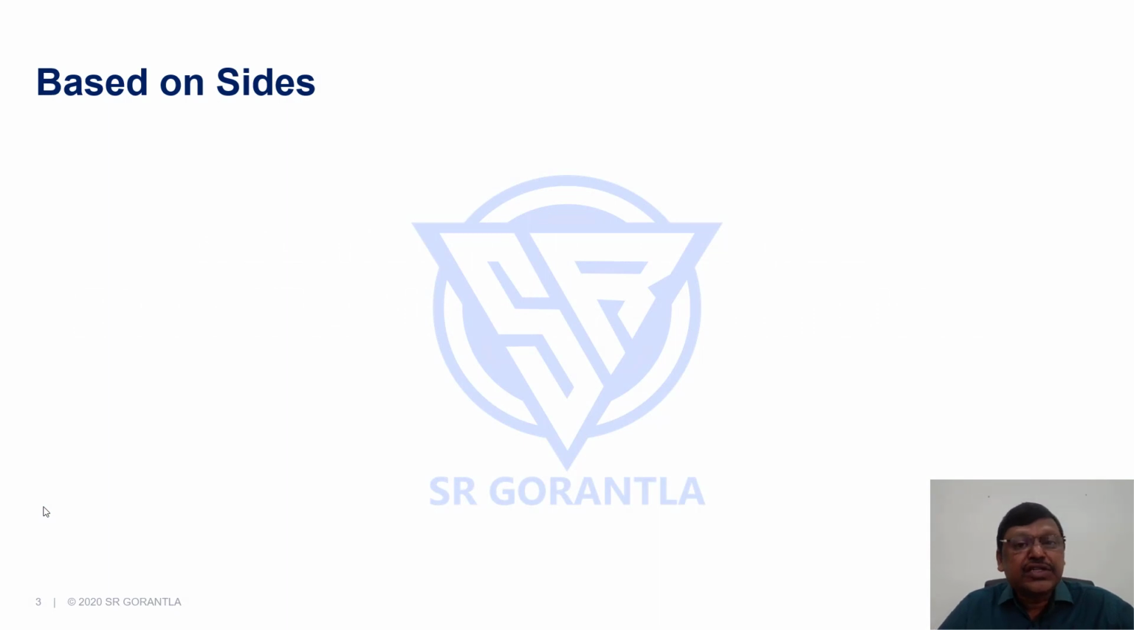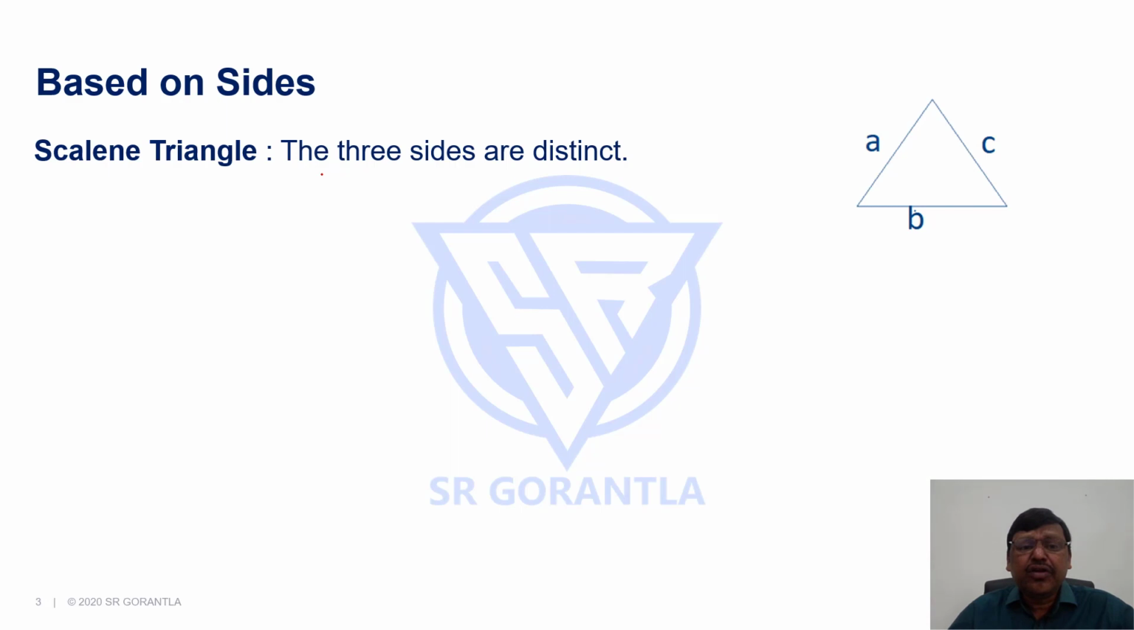Based on sides, we can classify triangles into three types. The first one is scalene triangle, where all the three sides are distinct, they are different. No two sides equal here. You can make out all the three sides are distinct.